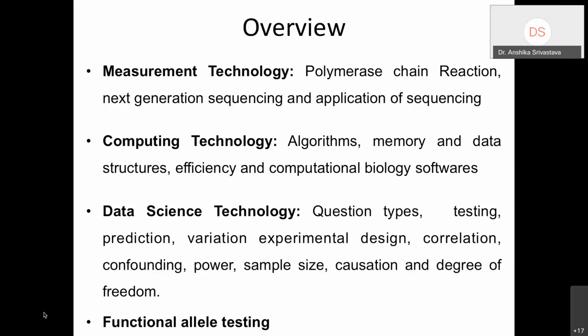I will not be talking about power, sample size, and causation, because those are mainly associated with complex diseases. But here my talk is more focused on rare Mendelian genetic diseases. And there I will take an example, and then I will explain to you step by step the approach we take for identifying the disease gene, and then what we do once we have the disease gene, how we go for functional validation. And in the fourth section, I'll be talking about the functional allele testing.